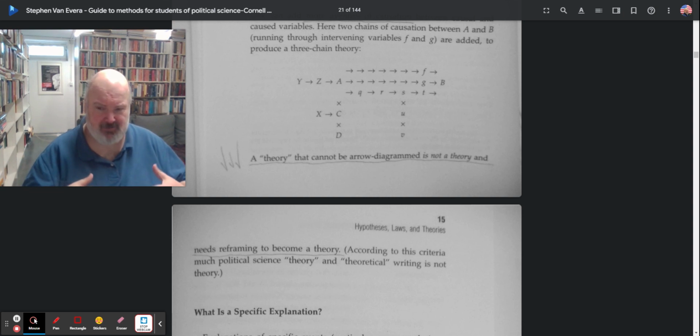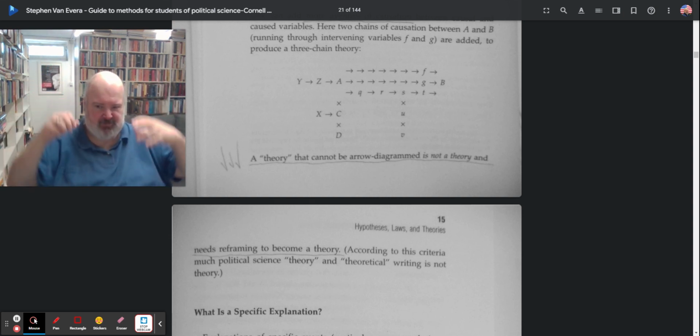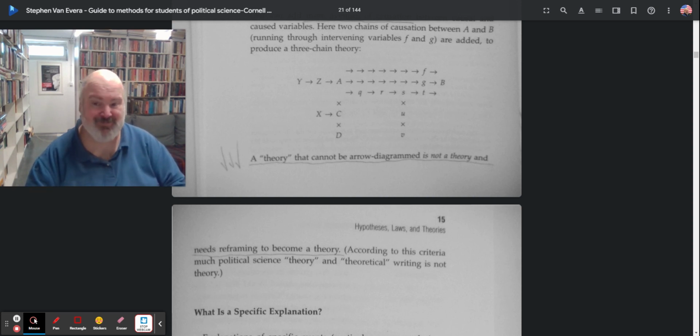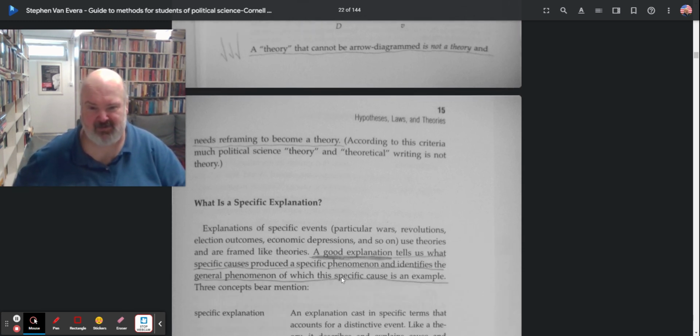In other words, sometimes it's making a meta cause, not a specific cause, but sometimes it is making a specific cause. So therefore, this is why according to this criteria, much political science theory and theoretical writing is not theory. And I think this is interesting. I think he means this at postmodernists. He's really taking a crack at postmodernists here, I think, in that sense, right? Because there's no causal relationship, right?